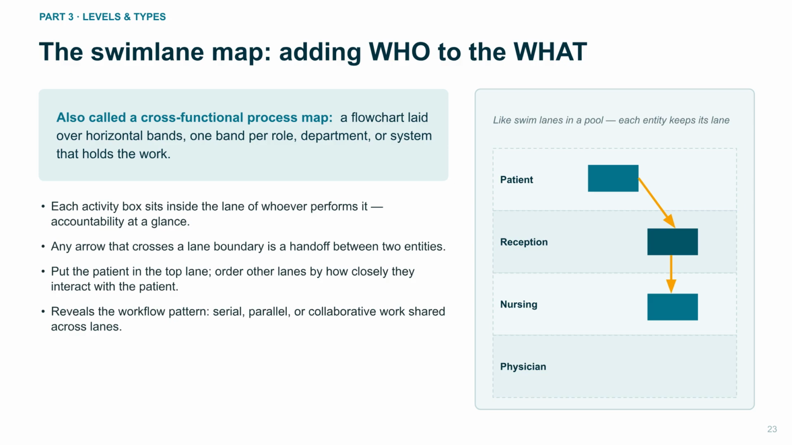The swimlane map adds accountability to your flowchart. By laying the process over horizontal bands representing different roles or departments, you can clearly see who performs each step and identify potential handoff issues.